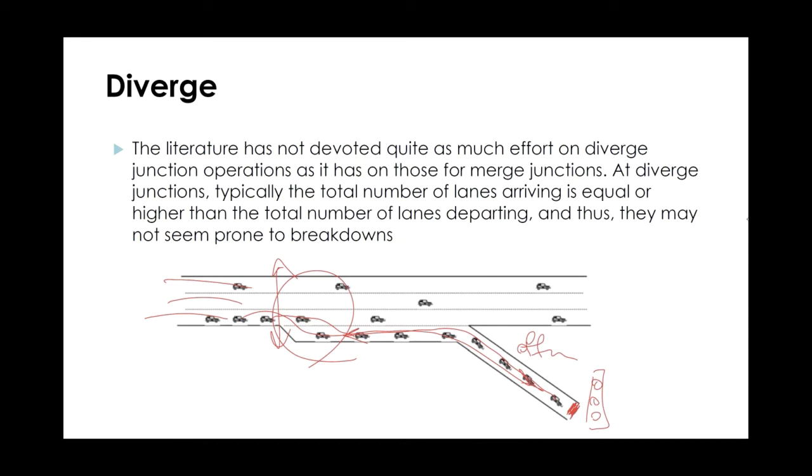So anyways, the way a diverge section works, as I said before, typically the total number of lanes is equal to or higher than the total number of lanes departing. So if I have three lanes coming here, suddenly it becomes four lanes, allowing some vehicles to change lane and then take the off-ramp and leave. And then it goes back to three lanes again.